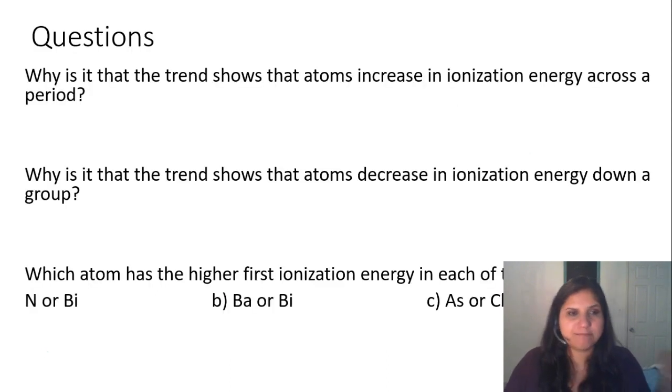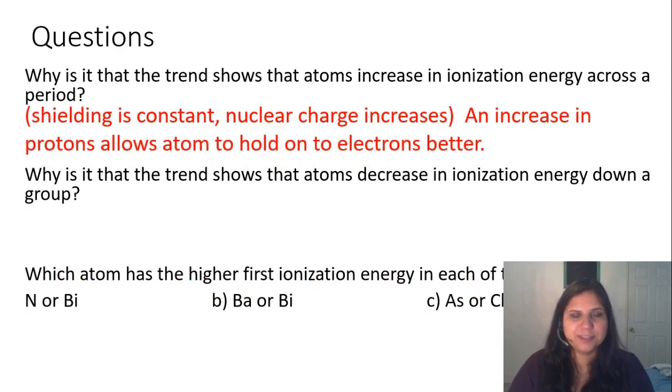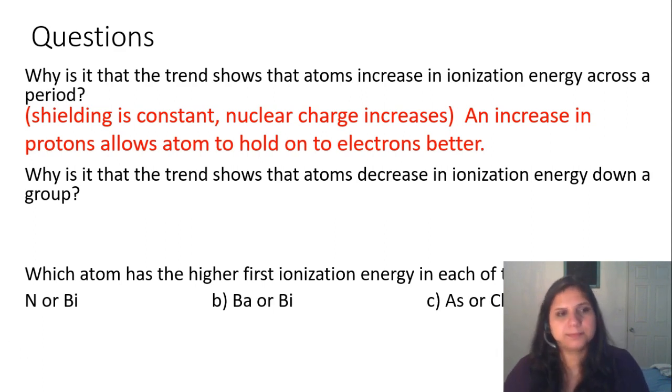All right, so let's explain the trends. Why is it that the trend shows that atoms increase in ionization energy across a period? In terms of shielding, the shielding is constant, but the nuclear charge increases. So the number of protons is increasing. It is that increase in the number of protons that's increasing the nuclear strength of the atom, so it's better able to hold on to those electrons.